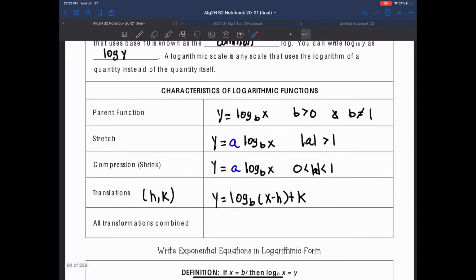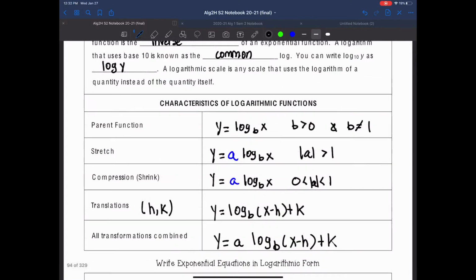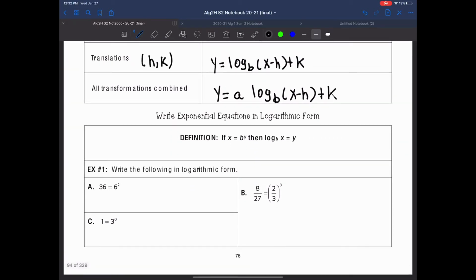So all of the transformations combined is going to look like this formula, y equals a times log base b of (x minus h) plus k. This is all the possible transformations that you can make to the logarithm graph. Okay, let's go ahead and jump down to where it says write exponential equations in logarithmic form. This is going to be the most useful rule that we learned today because this actually tells you how to convert those exponential equations into logarithms, and then we can solve for the stuff in the exponent.